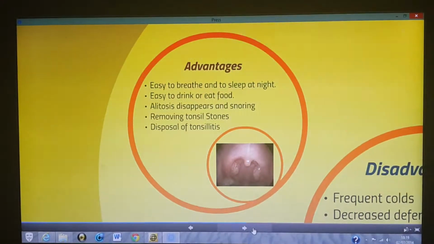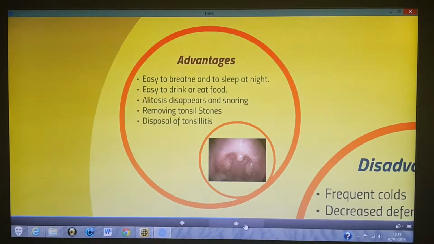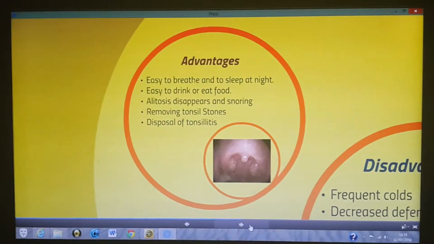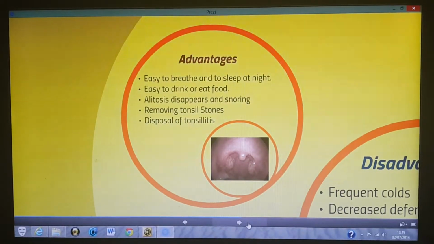Advantage. Removing the tonsils helps with breathing and sleep at night, and helps with eating food, for people with poor tonsils and tonsillitis.